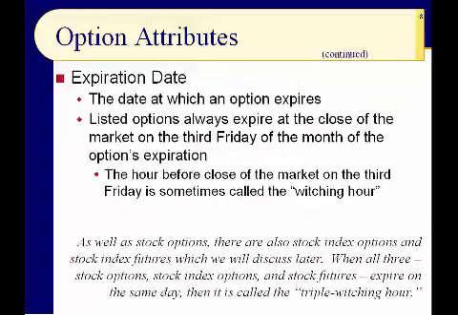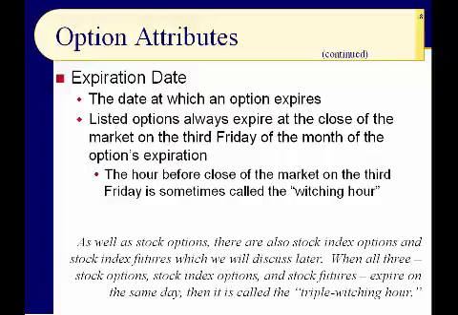Slide 18, the expiration date. The date at which an option expires. Because remember, options don't last forever. They have a time period. Listed options always expire at the close of the market on the 3rd Friday of the month of the option's expiration. Don't ask me why. That's the date they picked. The 3rd Friday of the month is when the option expires.